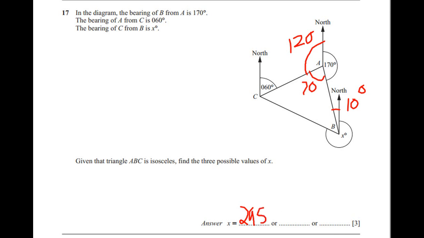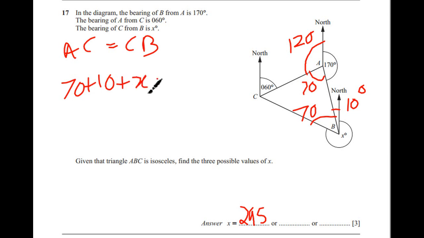Alright, next let's assume that this side is equal to this side. So if AC is equal to CB, then this angle will be 70 as well, if these 2 angles are equal, lengths are equal. So this will be 70. Then we can find x by adding 70, 10 and x, and the sum would be equal to 360. So x will be equal to 280. So the second answer is 280.